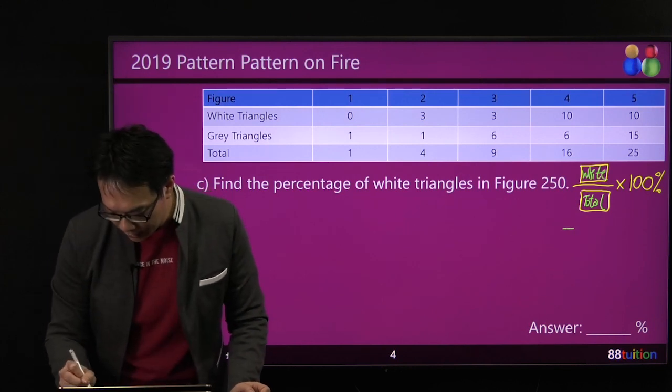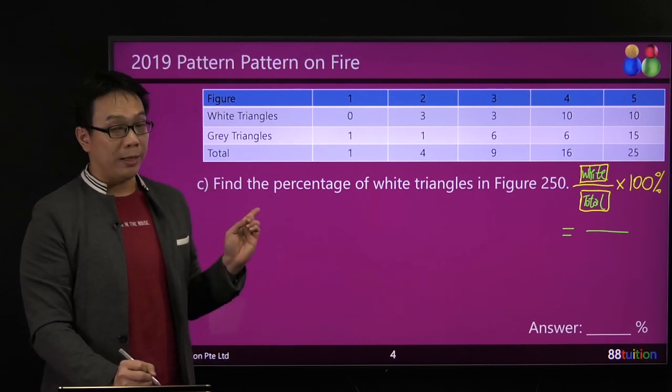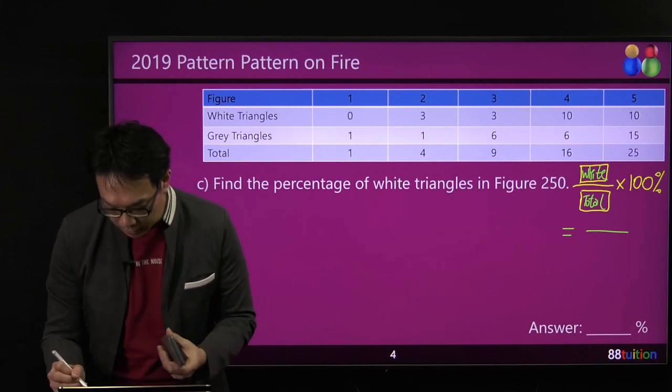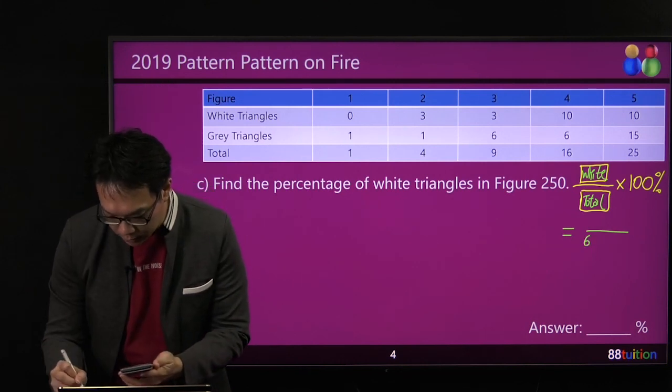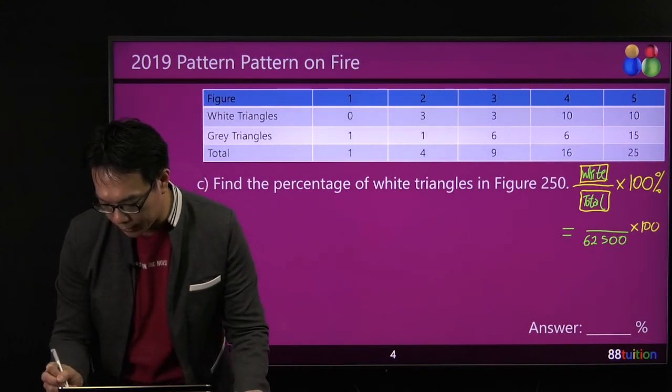And guess what? You have the total already. What's the total? The total is the previous question. Total for figure 250. 250 times 250, the total is already 62,500. Can you see? You got so much information. Yeah, except for the most crucial one.